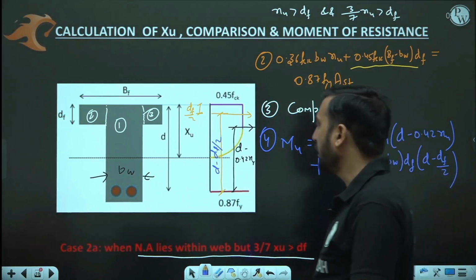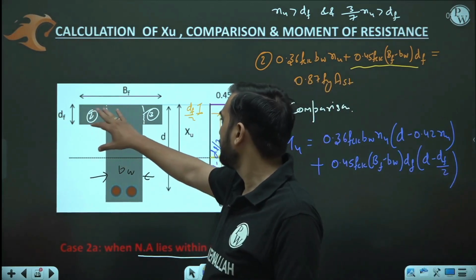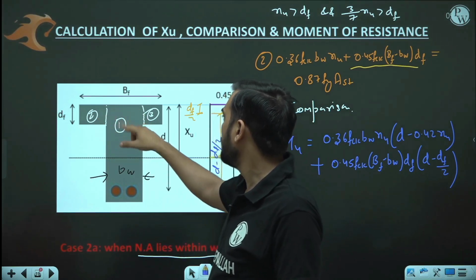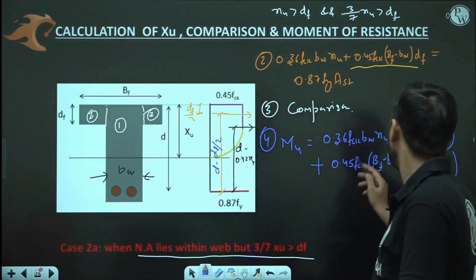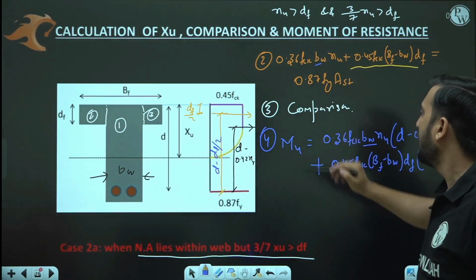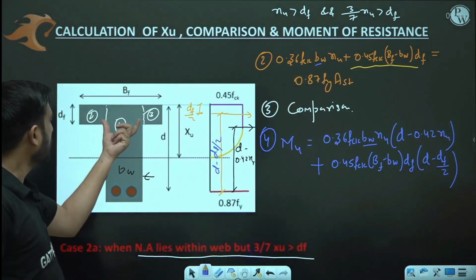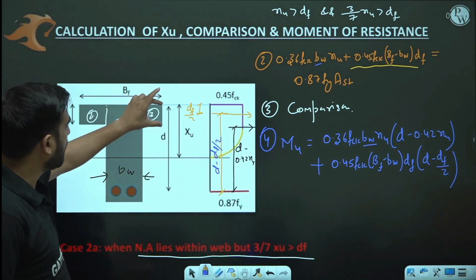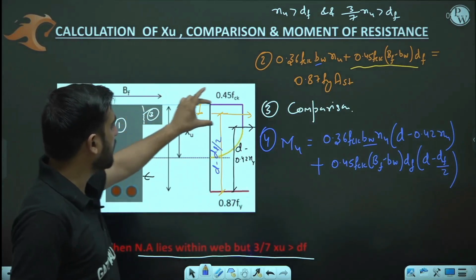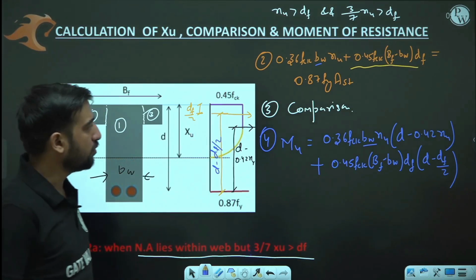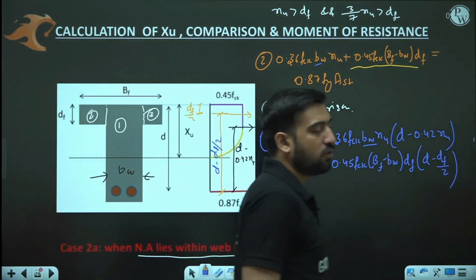What I did, I simply divided this upper compressive zone into 3 parts: 1, 2, 3. One is completely rectangular, so all you are going to use is BW here. And in 2 and 3, what is 2 plus 3? It is BF minus BW. And what is the depth? DF. And what is the stress here? Stress here is constant, 0.45 FCK. So based on that, we have calculated the moment of resistance.